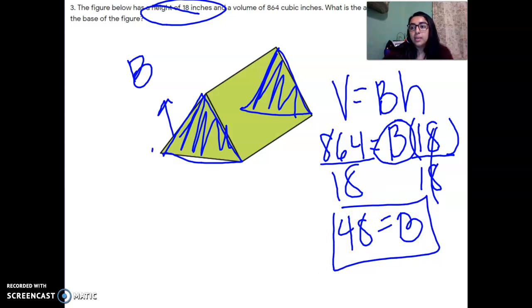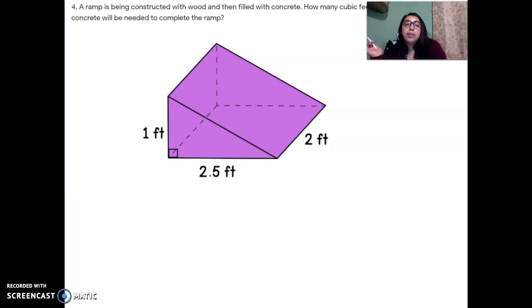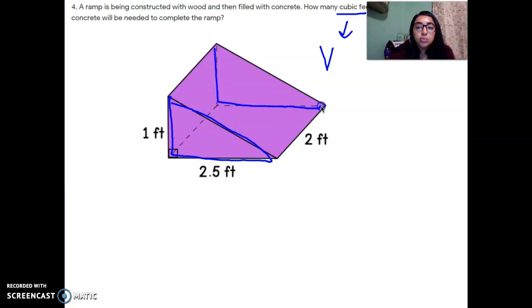All right. Number 4, a ramp is being constructed with wood and then filled with concrete. How many cubic feet of concrete will be needed to complete the ramp? The cubic feet tells me that I'm looking for volume. Once again, it doesn't tell me what kind of shape it is, but it's kind of just like the shape on the other end. My bases would be these triangles because those will never touch each other. They're parallel from one another. They're directly across from one another. So those are your bases.